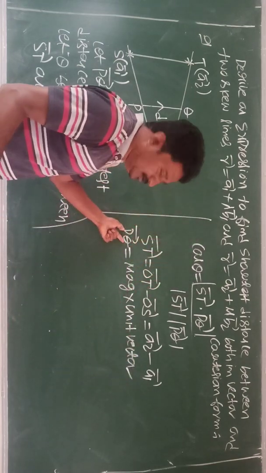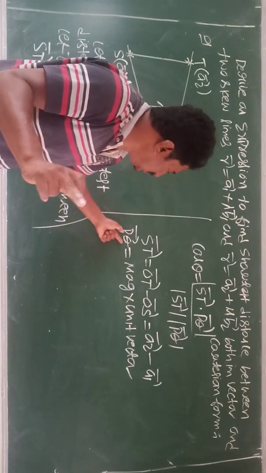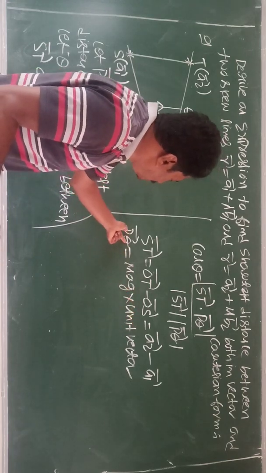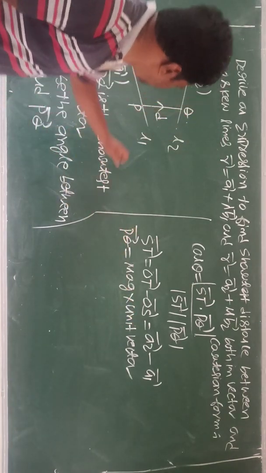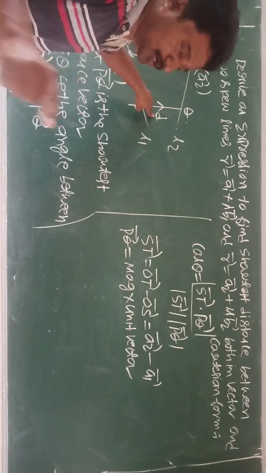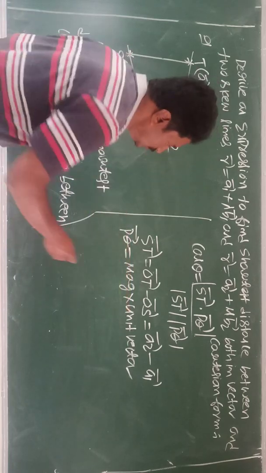So you take whatever the vector is. One more alternate definition for vector: vector means magnitude into unit vector. We know the length of PQ. How much is the length of PQ? D. The magnitude is known, so it is enough if I find the unit vector.